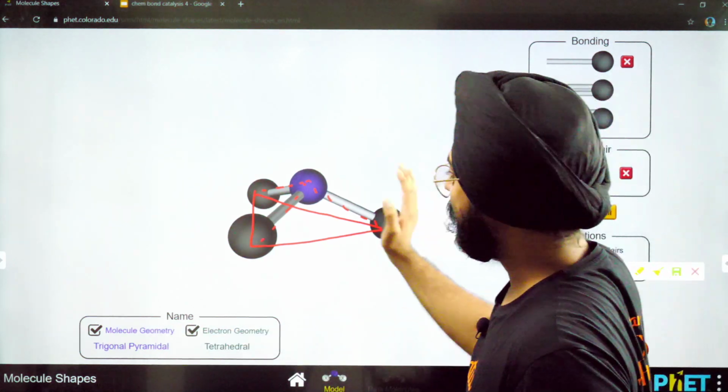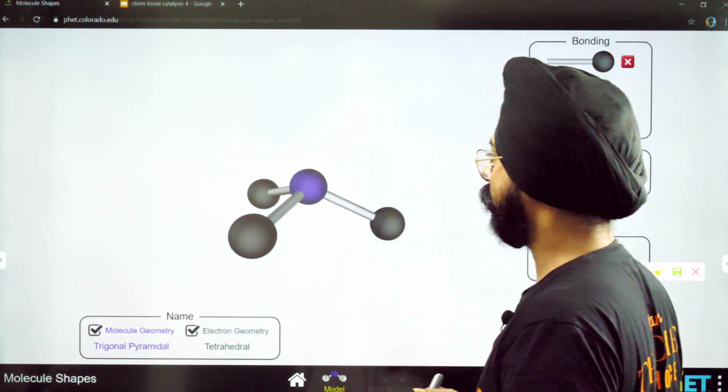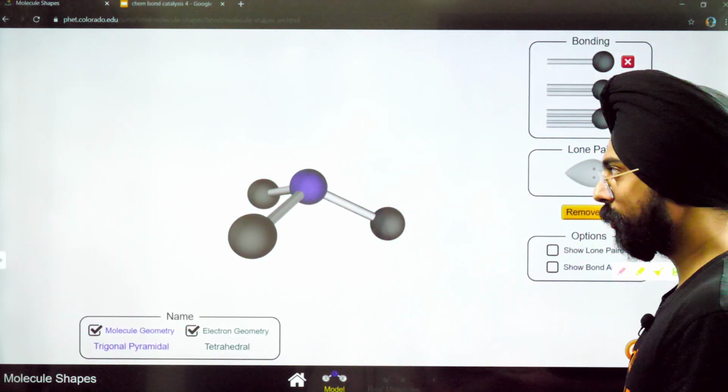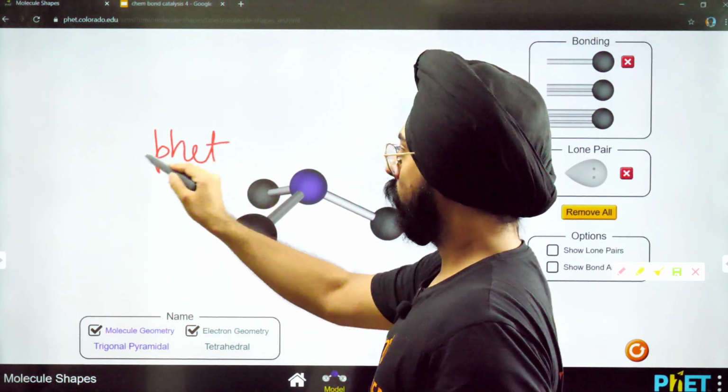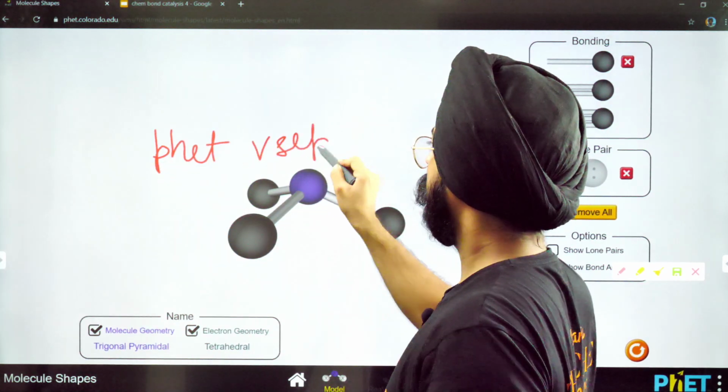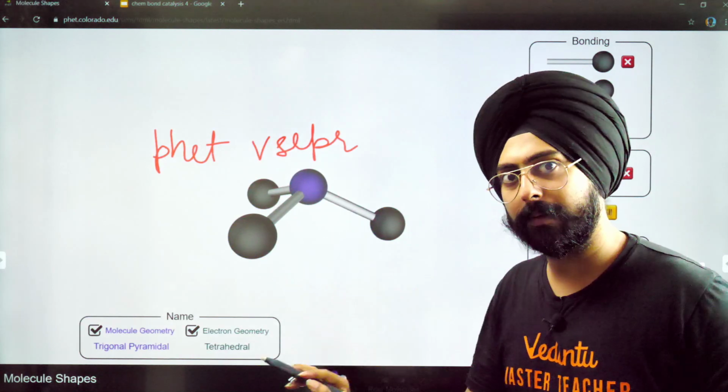Okay? So this is the kind of thing that we will discuss in the upcoming class. This web page is by PhET. You just Google PhET VSEPR. You'll be able to see this very well online.